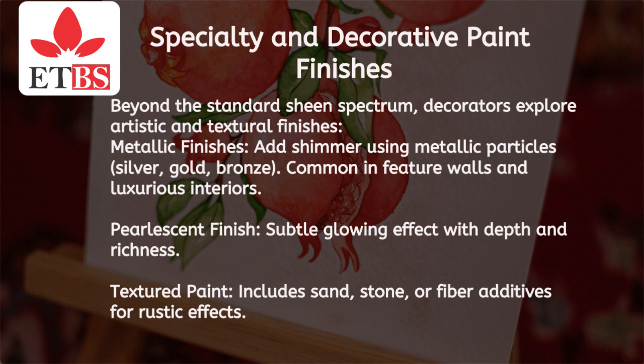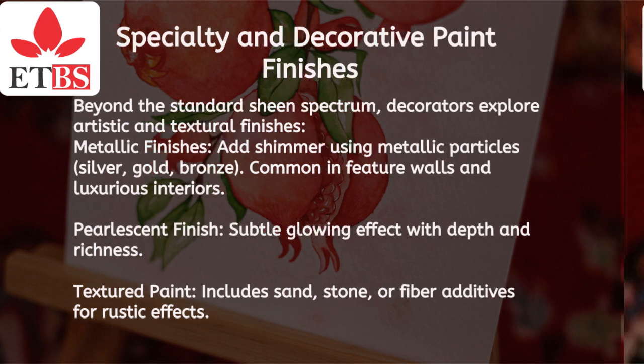Textured paint: includes sand, stone, or fibre additives for rustic effects. Venetian plaster/stucco: polished plaster technique for marble-like depth and elegance. Faux finishes: techniques to mimic materials like wood, stone, or fabric. Chalkboard paint and magnetic paint: functional finishes in modern interactive spaces.